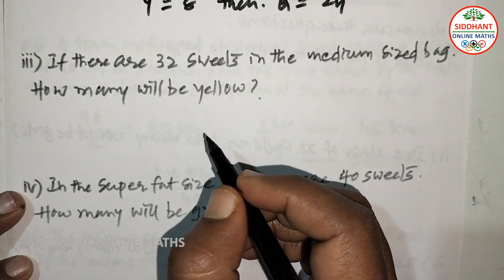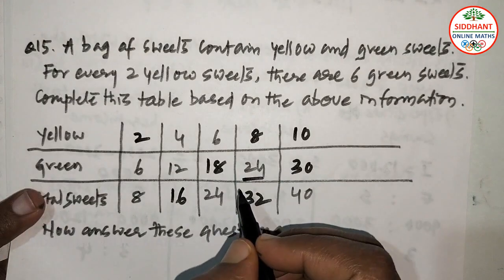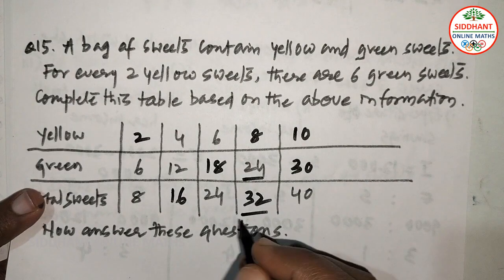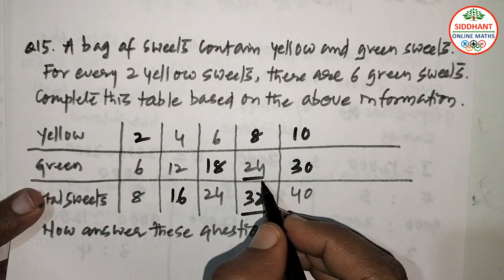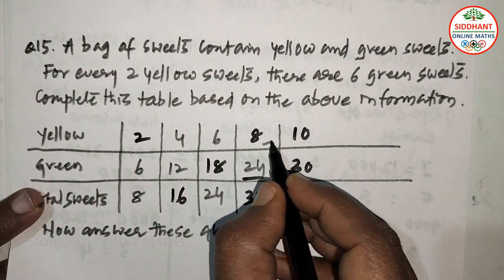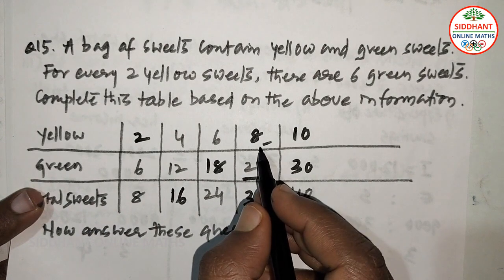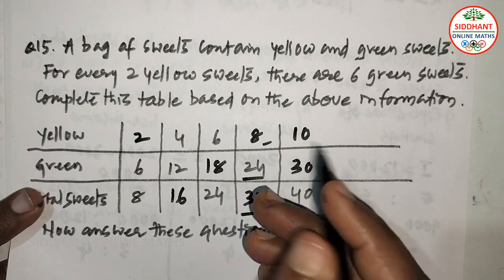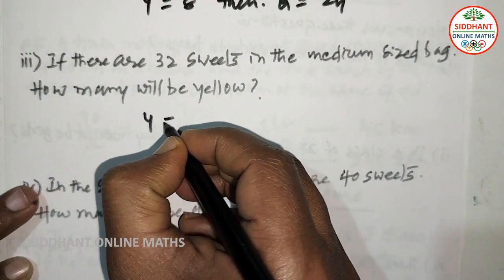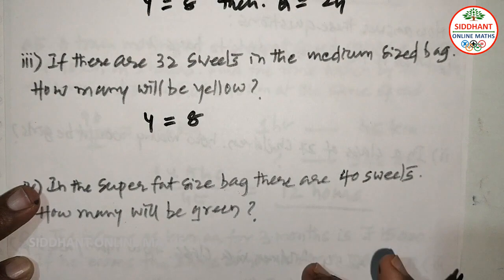Next, if there are 32 sweets in the medium size bag, how many will be yellow? So we are going to see the data now. Here 32 sweets are there, then green is 24, then how many is yellow? 8. So 8 plus 24 is 32. So yellow is equal to 8.